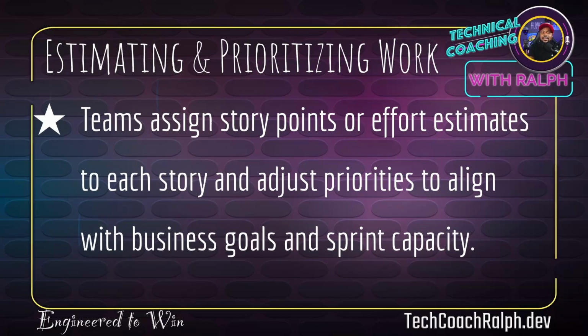Estimating and prioritizing work. So teams assign story points or effort estimates to each story and adjust priorities to align with business goals and sprint clarity. So a big part of this, and if you are in the Patreon at techcoachrob.dev, and you've seen us full Scrum Night, towards the end of the Scrum Night, that's when we do our sprint planning, and you'll see us doing some estimates for the level of effort it takes to work on a particular story. It's not the amount of time that it takes, but it's the level of effort.